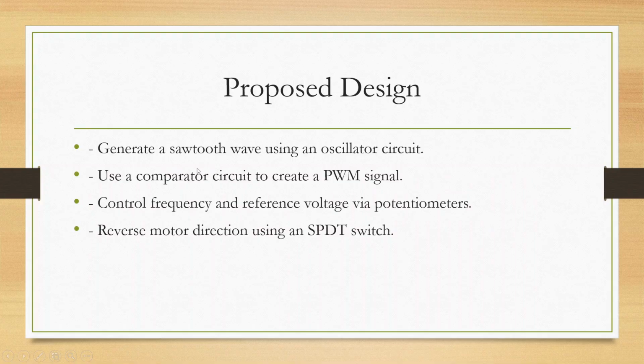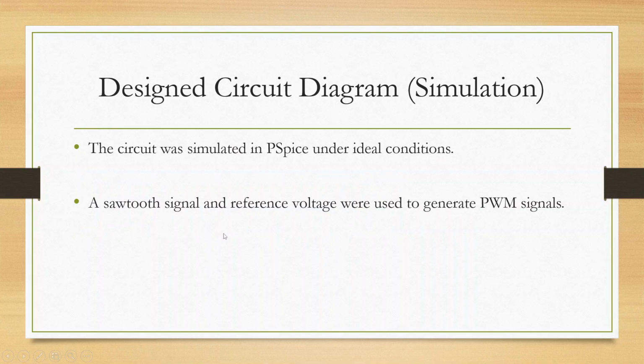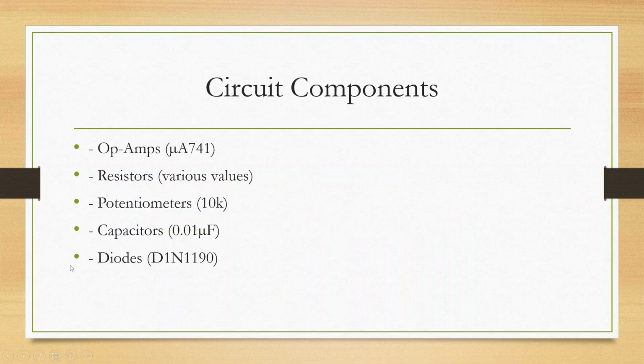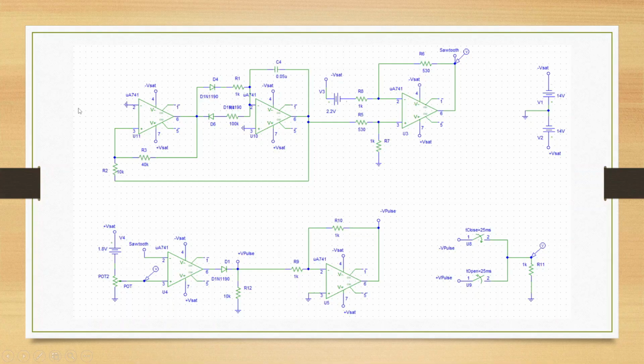Our design consists of the following key components. A sawtooth oscillator circuit generates a sawtooth waveform. Also, we control the frequency and the reference voltage via potentiometers. And for reversing the direction of the motor, we will use an SPDT switch. Basically, our circuit components are op-amp, resistors, potentiometer, capacitors, and diodes. Here is our full circuit design.